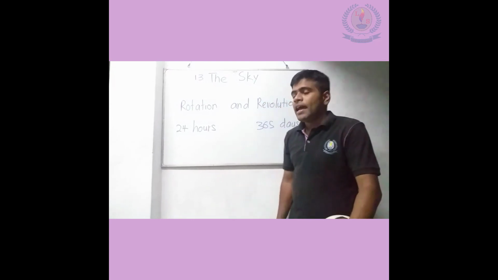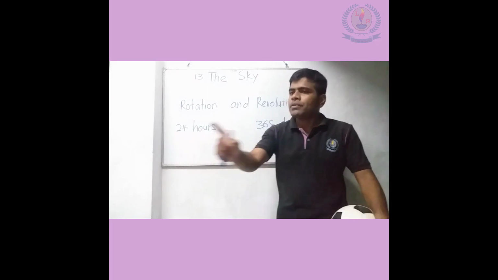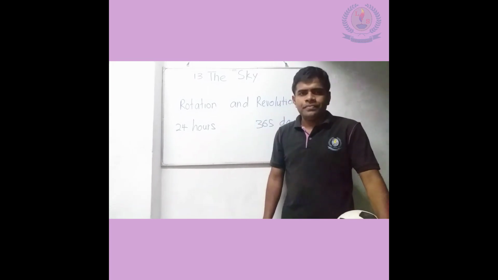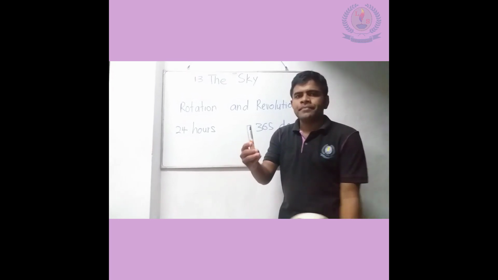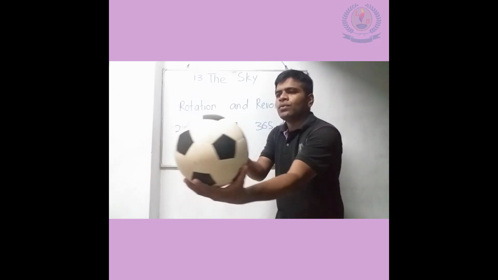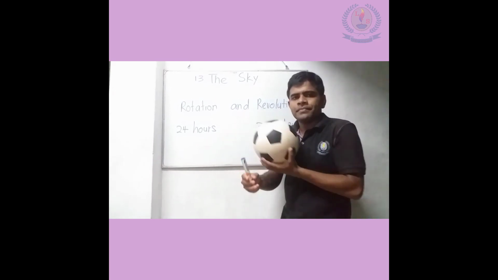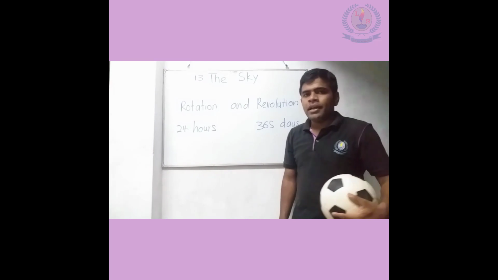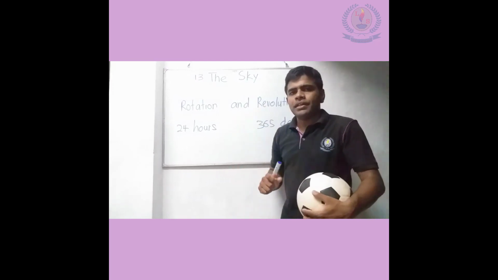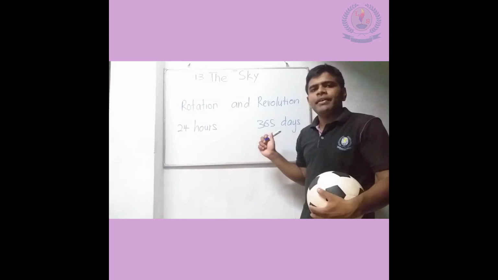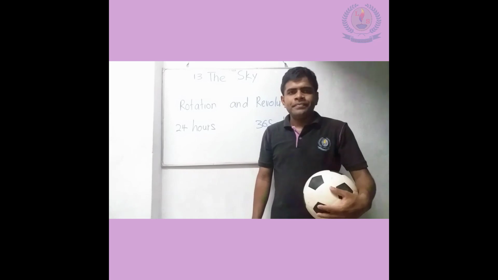Revolution means when they are rotating, they go around the sun also. If this is the sun, the planets go around this, like this. This is called revolution. But for the Earth to complete a revolution, it needs 365 days. Exactly, it is 1 year.